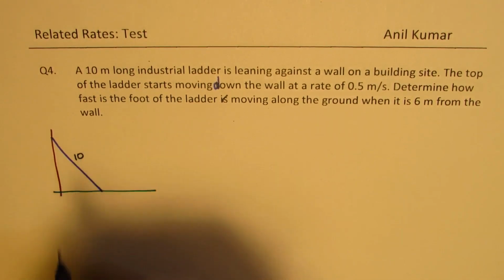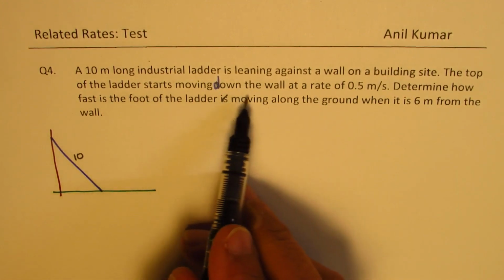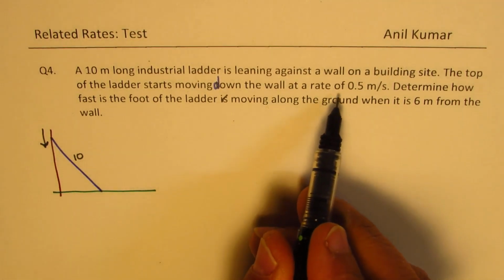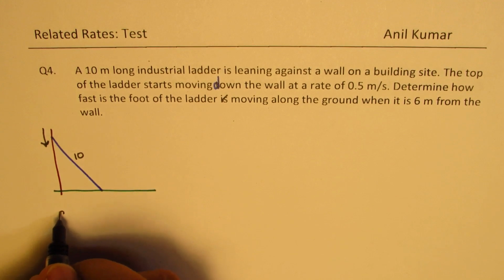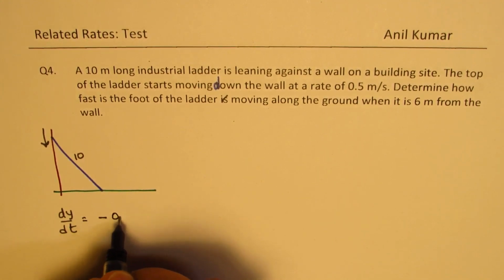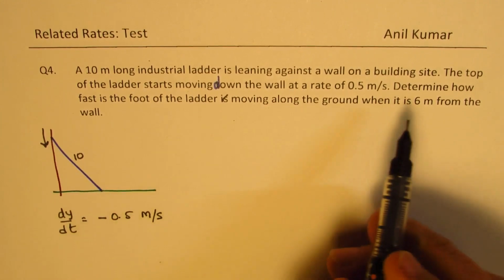So we're given this is 10. So a 10 meter long ladder is leaning against a wall. The top of the ladder is moving down. So this top is moving down, and the rate is 0.5 meters per second. So we can say dy/dt is equal to minus 0.5 meters per second, since it is moving down.